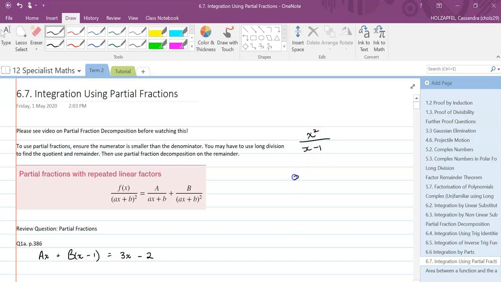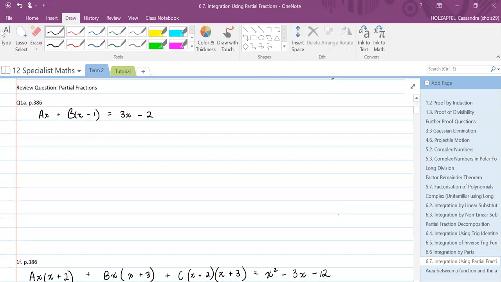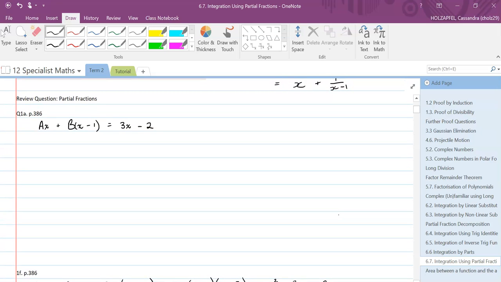And so I would have to go ahead and perform some long division in order to get the quotient and then the remainder. Now that I have this in a more simple form, it's going to be a lot easier for me to integrate. So just a couple of tips to keep in mind if you are doing partial fraction decomposition. Okay, so let's have a look at some of these really simple, familiar type questions.